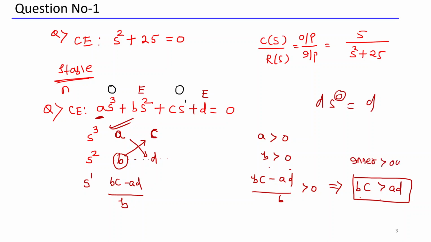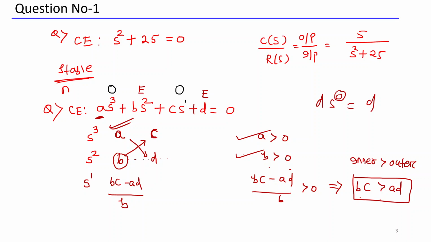I have derived this generalization by solving a third order equation using the RH criterion. Whatever the conclusion, I made an intuitive formula: if the inner product is greater than or equal to the outer product, then the system is stable, provided that A has to be greater than 0 and B has to be greater than or equal to 0.